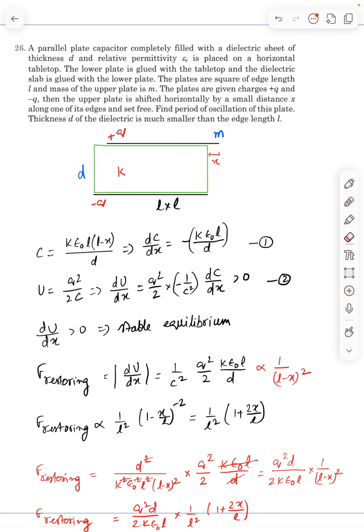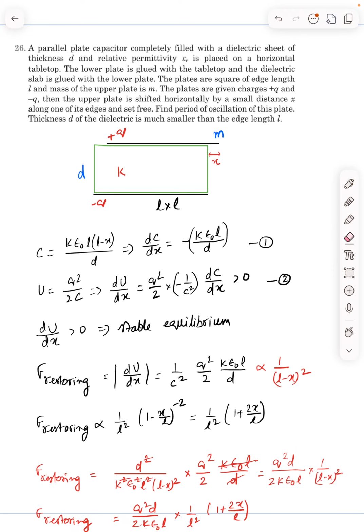There is a parallel plate capacitor which is completely filled with a dielectric. The thickness is D and the dielectric constant is epsilon r, I will take it as K only. The plates are square sized L cross L and the plates are given a charge Q and minus Q. The lower plate is glued to the table.